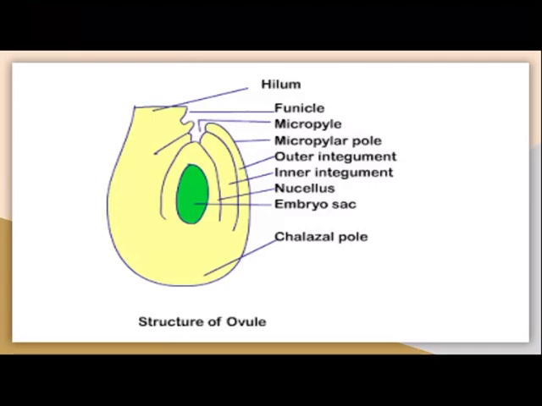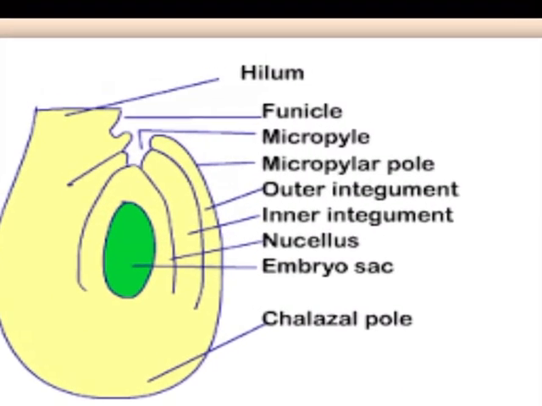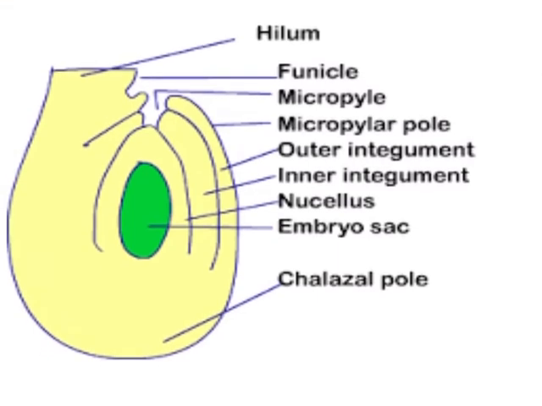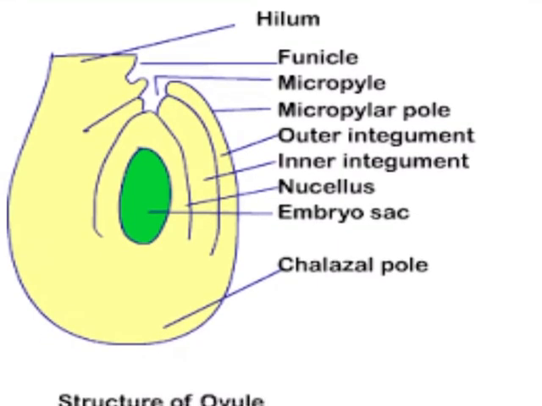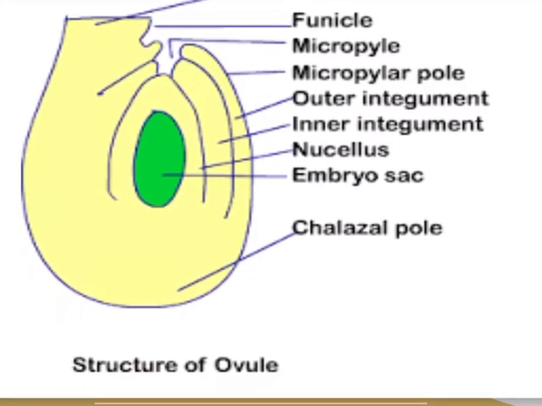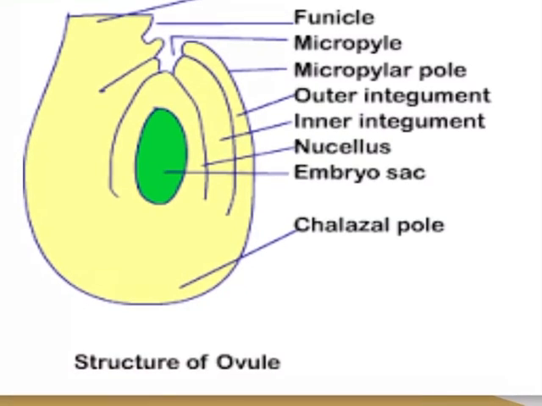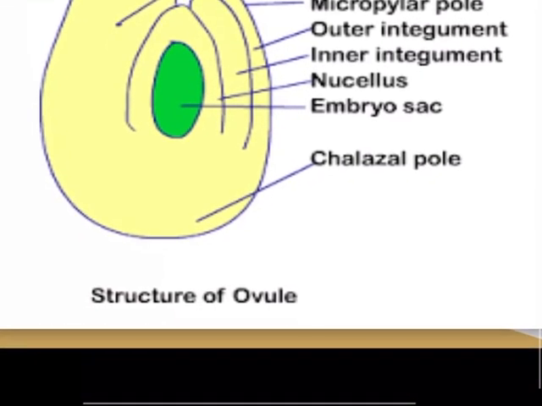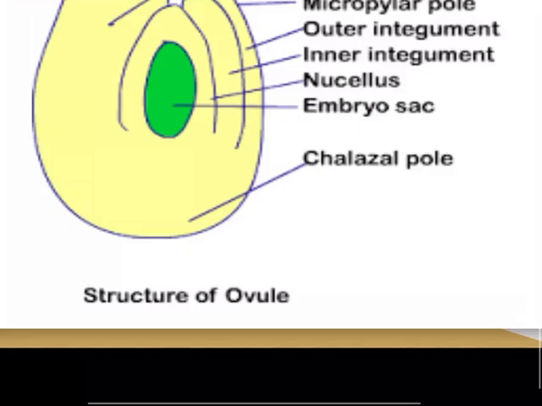Here the typical ovule is displayed. Go through the various parts. This is the hilum, then the funicle is seen, micropyle, micropylar pole, outer integument and inner integument, nucellus, that is the parenchymatous tissue at the center. Then there is the embryo sac, which will be developed later inside the ovule. The bottom part or the base part is called the chalazal pole.